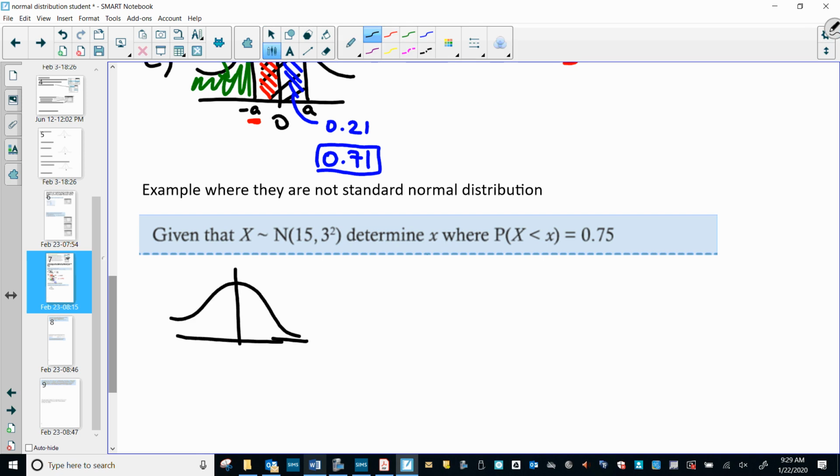Right, this bad boy. What's our mean? 15. It's our standard deviation. Everybody needs to determine where the value of x is, where the probability of being less than that is 0.75. So which side of the line are we talking? Right. Okay, so this is where x is. This here is 0.75.